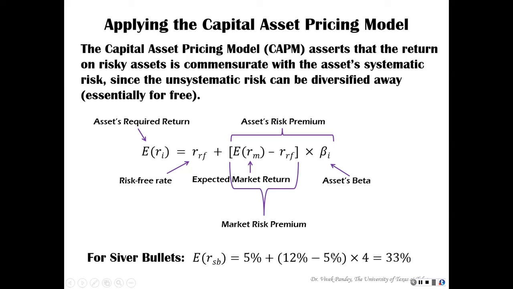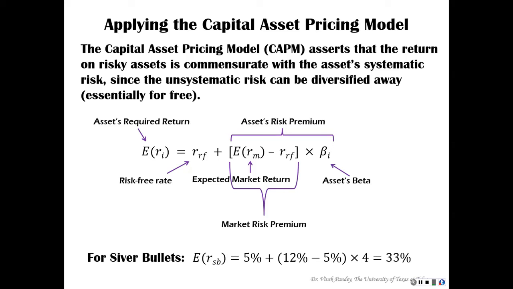Minus the risk-free rate, that's the market risk premium. So 7% would be the market risk premium multiplied with beta of 4. So basically, you get 7% risk premium for a beta of 1, right? Market portfolio has a beta of 1. Multiplied with 4 because this asset has a beta of 4. And so 7 times 4 is 28, right? That's the risk premium on silver bullet stock.